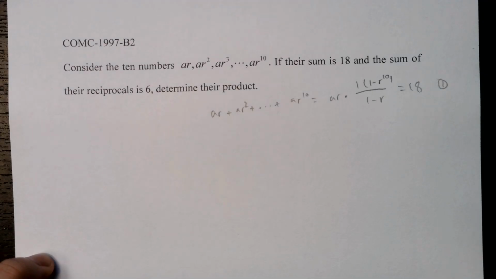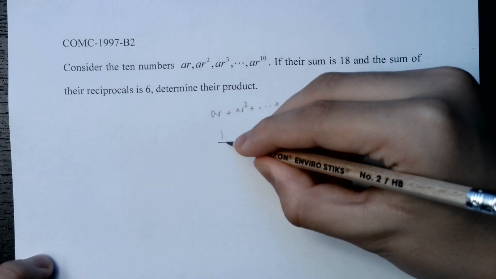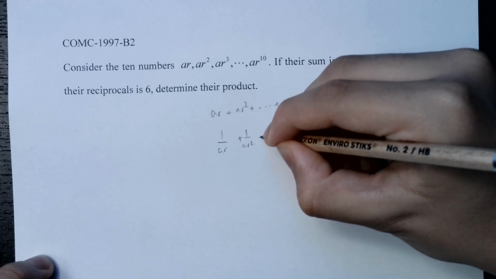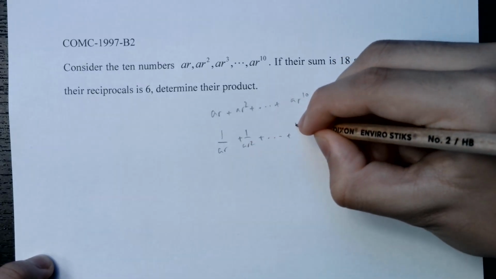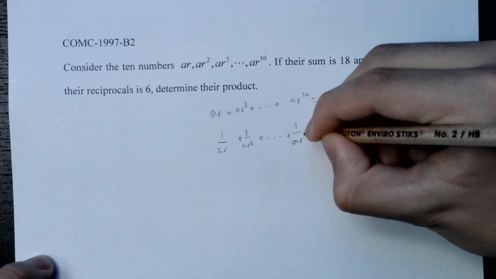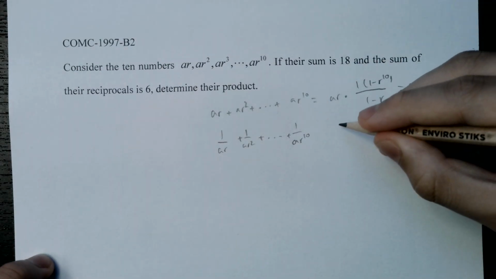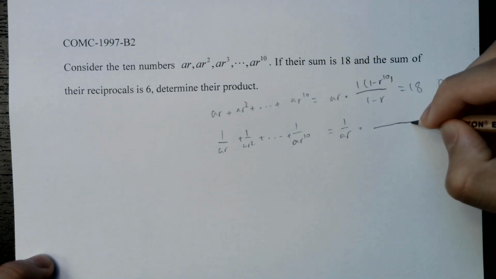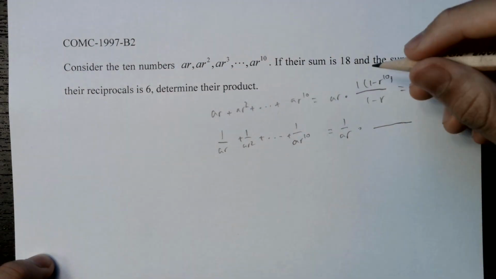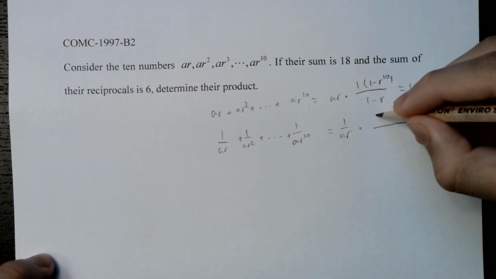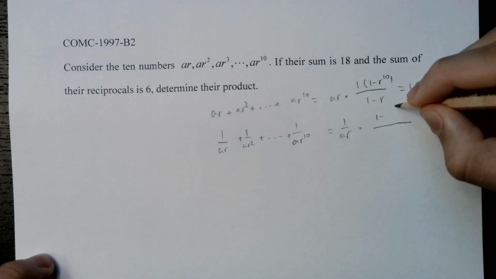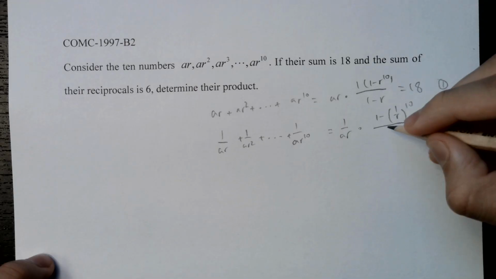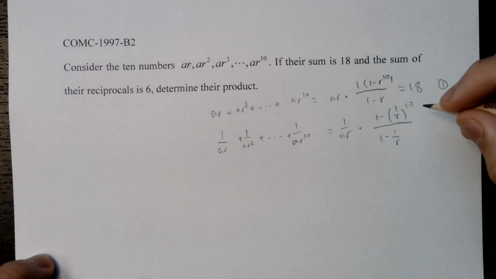So now we do that with the reciprocal as well. So pretty simply, it's going to be 1 over AR plus 1 over AR squared plus all the way up to 1 over AR to the power of 10. And this is going to be equal to 1 over AR times, in the fraction here, we have 1 minus 1 over R to the power of 10. In the bottom, we have 1 minus 1 over R. And this is going to be equal to 6.